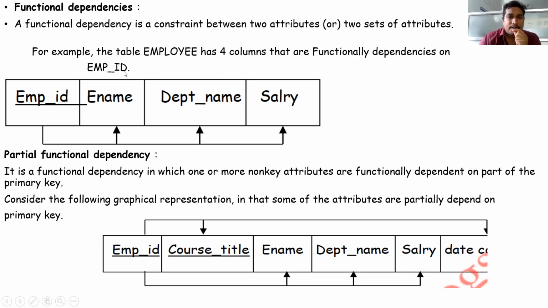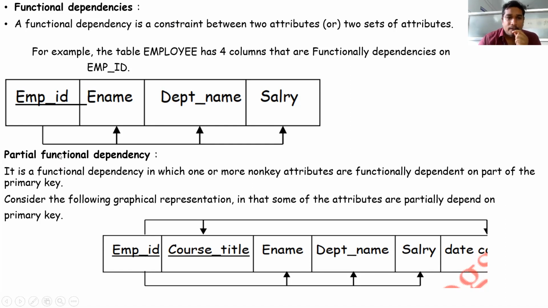For example, employee has 4 columns, 1, 2, 3, 4. These are functional dependencies on employee: 1, 2, 3. These 3 attributes are dependent on employee, which is the primary attribute. Okay, next, when two or more attributes are dependent on a particular primary key attribute, then we can simply say those attributes are functional attributes.